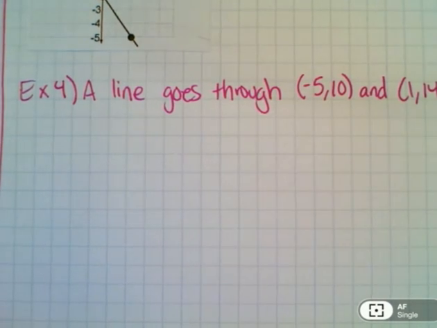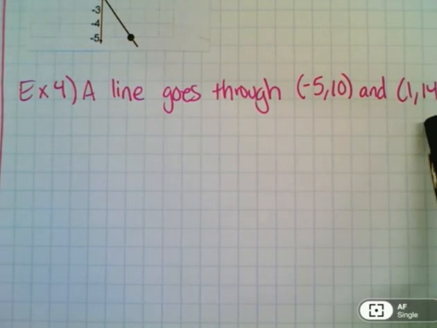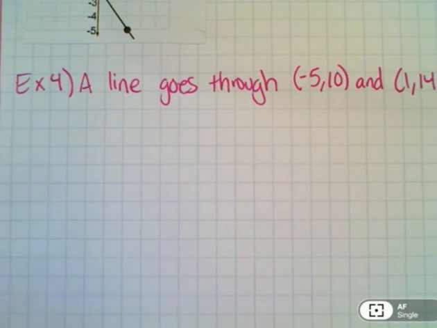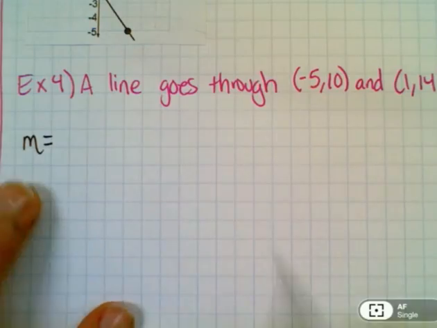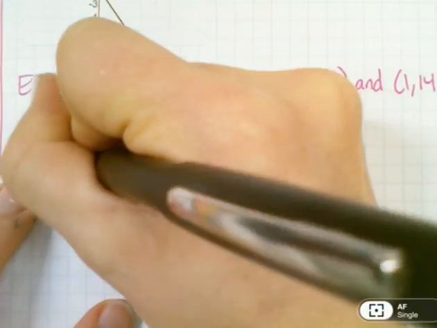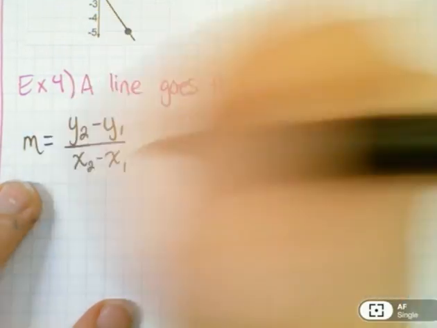We could graph these points, but it's kind of annoying. I don't really want to create a graph that goes all the way up to 14. And so for this one, I am going to use the slope formula. So I'd like you to go ahead and copy the slope formula down. M equals y2 minus y1 over x2 minus x1.